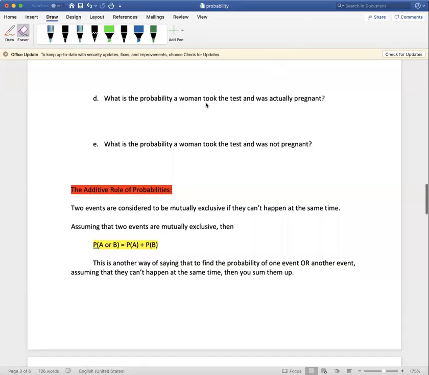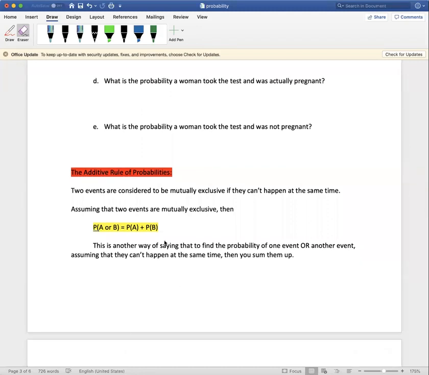Okay, and welcome back to the next video for Math 150. We're now going to continue talking about some rules of probability, and specifically we're going to look at what we call the additive rule of probability and the multiplicative rule of probability.